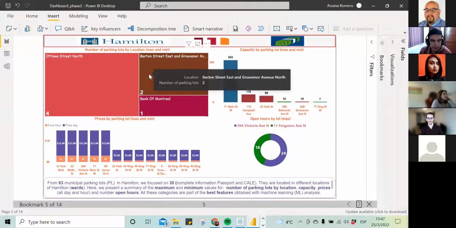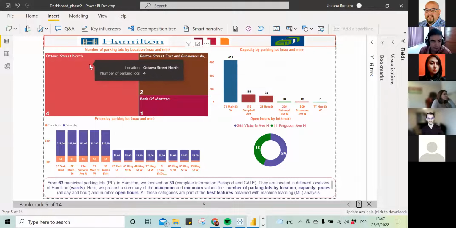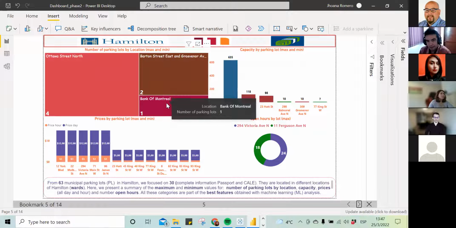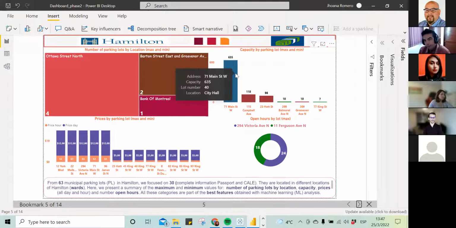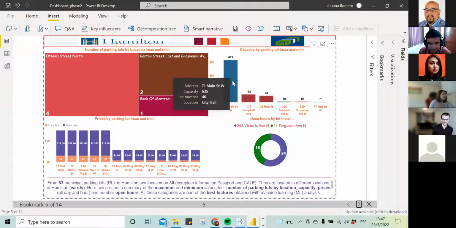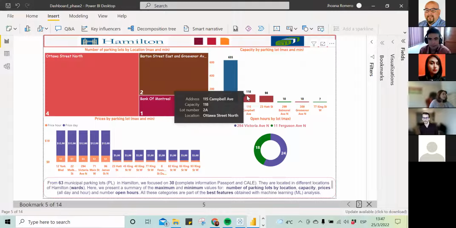So, this is the Ottawa Street North, which has 4 lots. Then is Barton Street East, Grosvenor, which has 2. And finally, Bank of Montreal. On the top right, you can see the biggest parking lot, which corresponds to lot number 40, and which has 35 slots and so on.